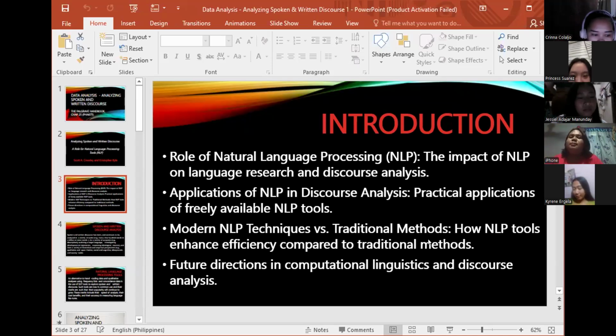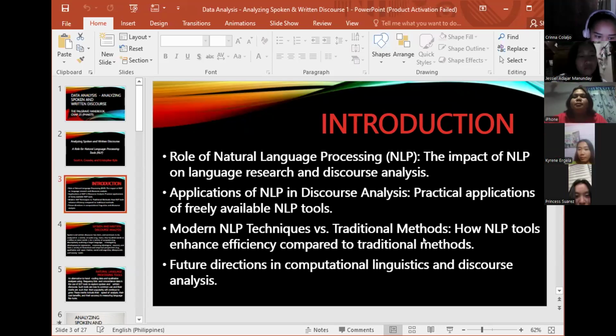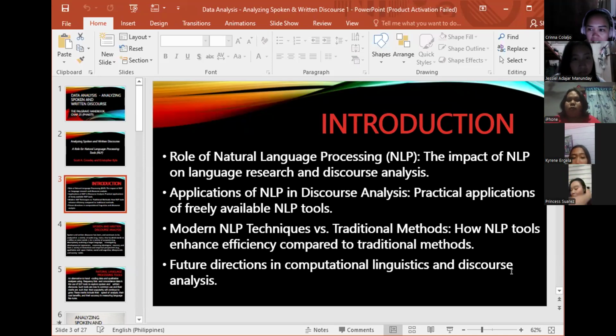Second, we can apply the NLP tools in discourse analysis, practical applications of freely available NLP tools. We will know also that this kind of tool is free to everyone. The next one, modern NLP techniques versus traditional methods. By the end of the discussion, we will be able to identify the modern NLP techniques versus the traditional methods, how the researchers did their research before the NLP tools, and how NLP tools enhance efficiency compared to traditional methods.